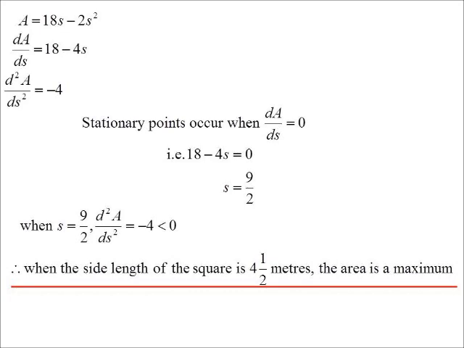Notice, I didn't bother finding the area. The question didn't ask for it, so I'm not going to waste time. The question simply said, what's the length of the square? But the interesting thing is this. If the square is 4.5 metres, what's the length of my rectangle? Remember, we had 36 metres all up.